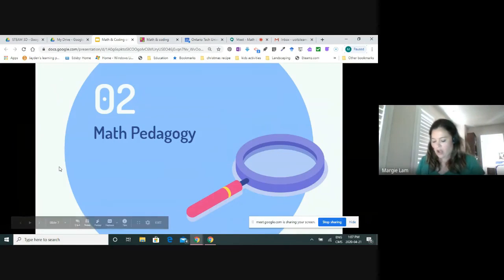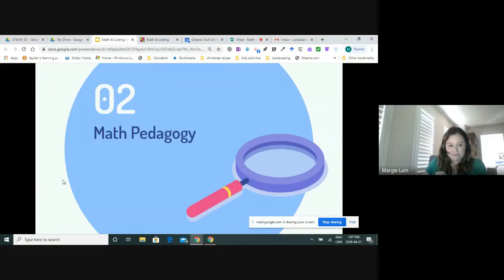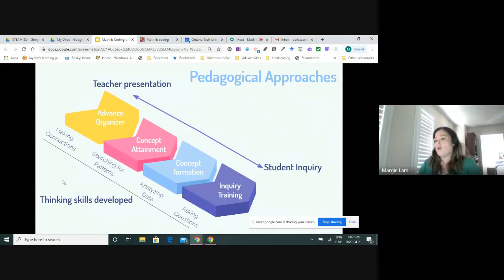So the first thing we're going to talk about is the math pedagogy. We're going to talk about 4 distinct pedagogical approaches here. And again, this comes from the material from the Math Knowledge Network, and particularly the approaches that they have used to the greatest success within elementary classes. They've done a lot of research and worked in various different schools. So the 4 concepts that they use quite often are the advanced organizer, the concept attainment, the concept formation, and inquiry training. And we're going to go through each of these quickly in the next couple slides.